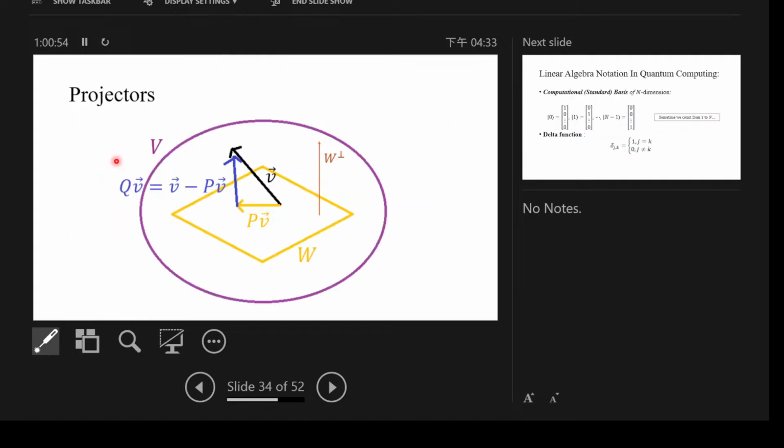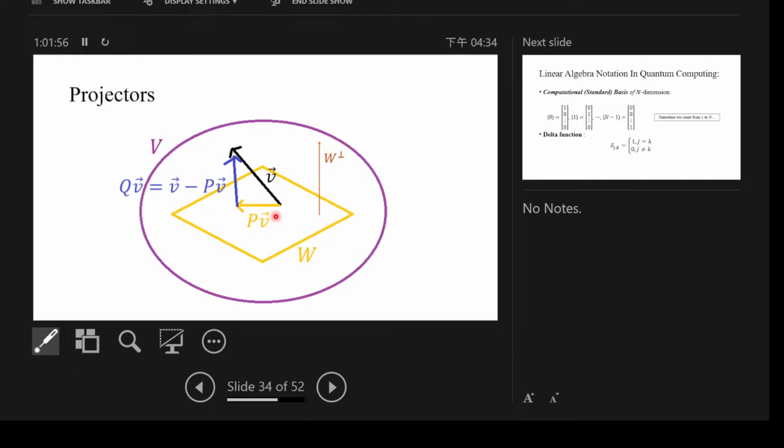I guess let's see a picture first. If we have some vector space V, and in this drawing V is a three-dimensional space, and a subspace W of this V. Here we have a two-dimensional subspace W of V, and we also have W perp here, the space orthogonal to W. So here we have a three-dimensional V, two-dimensional W, and one-dimensional W perp. The projector is a matrix that will project any vector onto this subspace W. So for any vector v in this vector space V, if we apply P, the projector associated with W, it projects the vector v onto W. So we have Pv here.